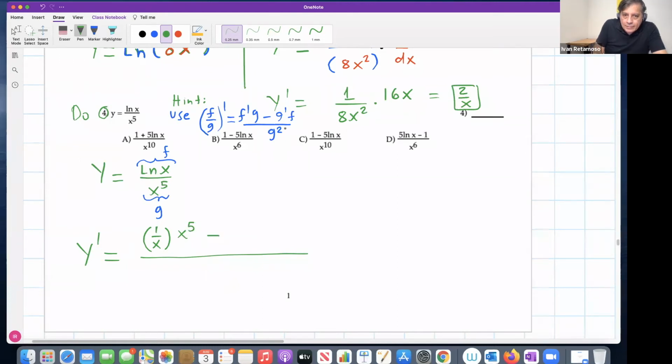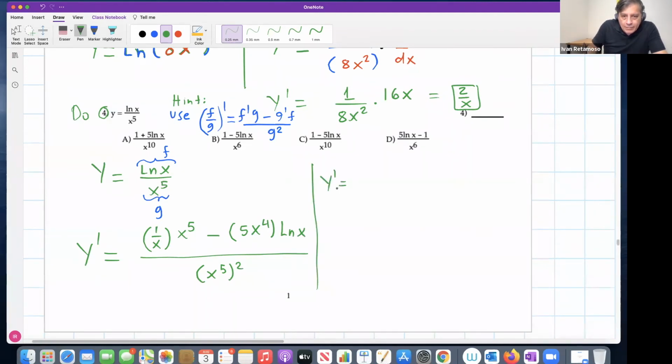Minus the derivative of the g function now. The derivative of x to the 5th power is 5x raised to the 4th power, times the other function as it is, natural log of x, right? We have it here. All divided by g squared. This guy is squared. X to the 5th is squared, right? Square. All right, great. So now let's simplify.